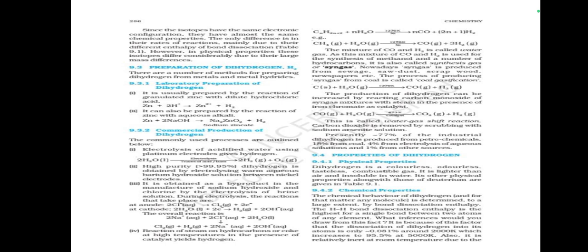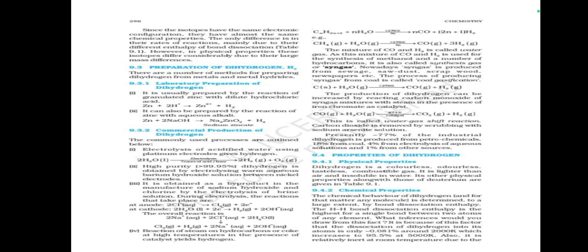The properties of dihydrogen. Physical properties: dihydrogen is a colorless, odorless, tasteless, combustible gas. It is lighter than air and insoluble in water. Its other physical properties, along with those of deuterium, are given in Table 9.1.